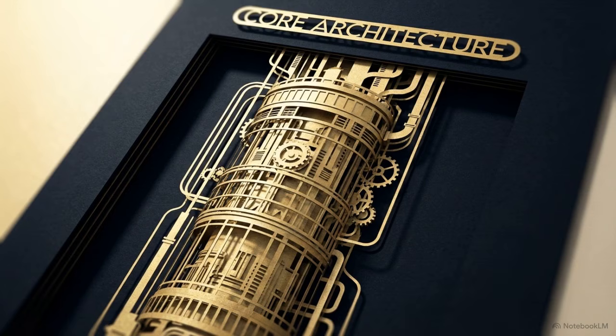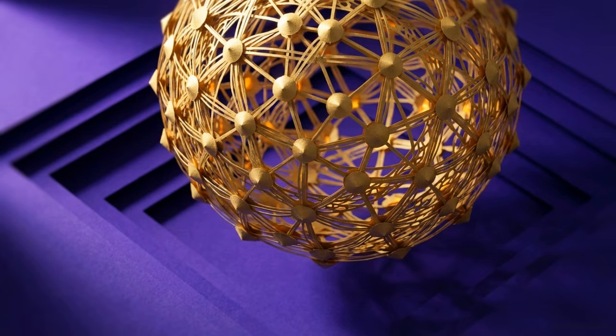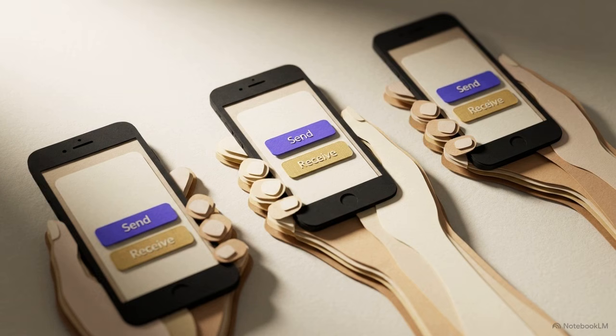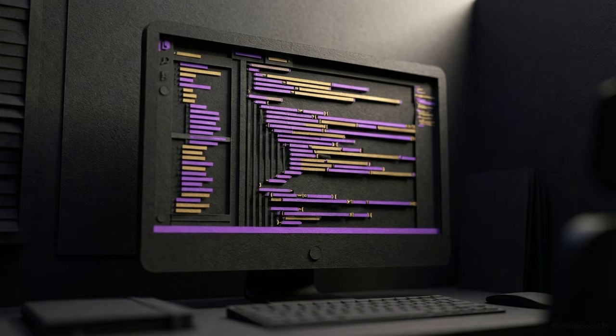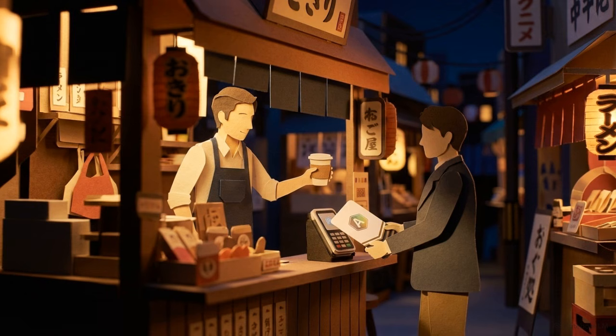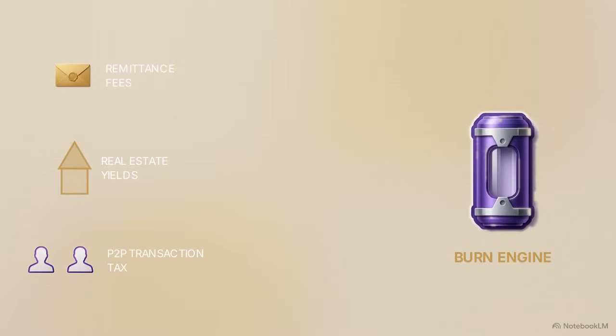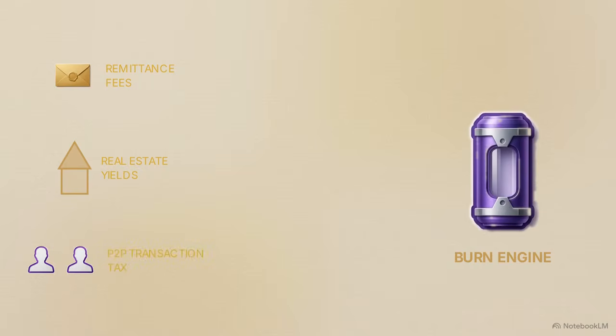To bring this concentration process to digital finance, we use a specific engine called the Apex Burn Protocol. This protocol is a set of automated rules built for the altcoin ecosystem. Altcoin is a digital network where people can send, receive, and manage money. The protocol does not rely on random timing or guesswork to shrink the supply. It is driven entirely by everyday, real-world financial activities. This diagram shows the 3 specific actions that trigger the system: remittance fees from sending money across borders, yields generated from real estate properties, and taxes on peer-to-peer transactions.